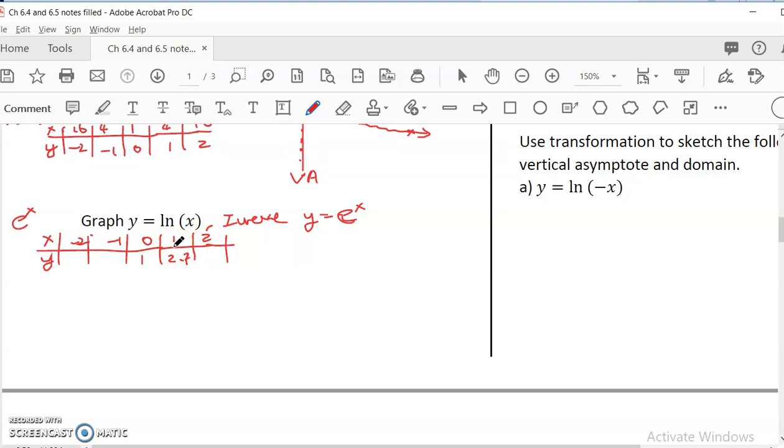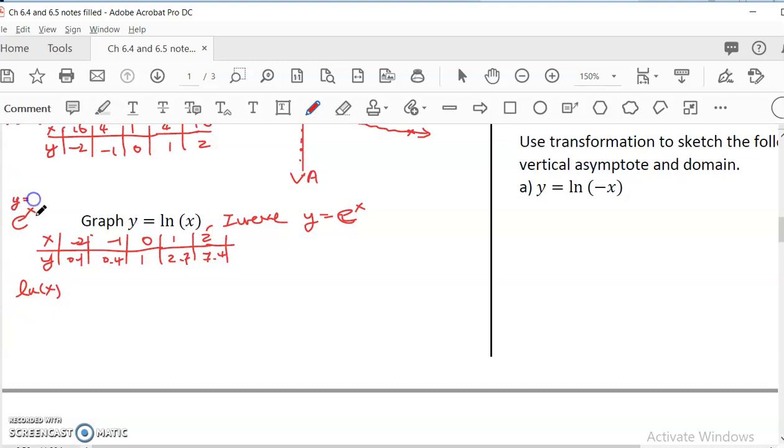e squared, yeah, 7.4. And then we have 1 over e, which is e to the -1, right? It's 0.4. And 1 over e squared is 0.1, roughly, right? So then you would say, I'm going to use this to graph ln x.